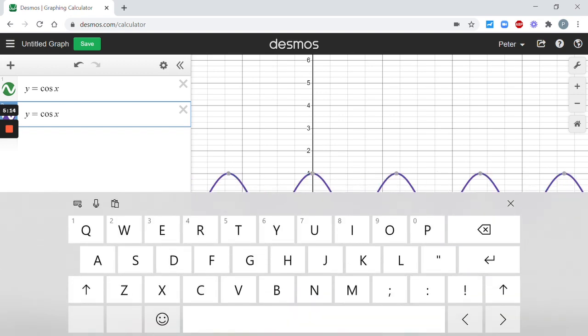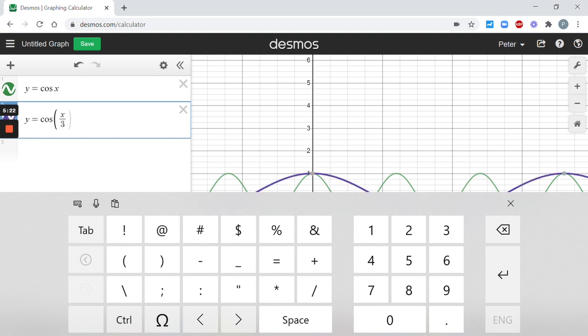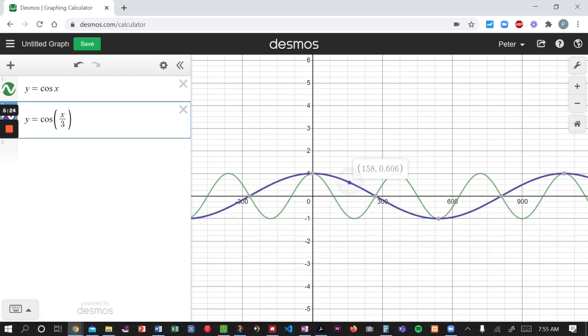Let's see. So if I put this in parentheses here and divide by 3, let's say, that's going to actually stretch the period by a factor of 3. So instead of the period being 360, now it's going to be 360 times 3, which is 1080, right? 1080. And so that makes a full period there.